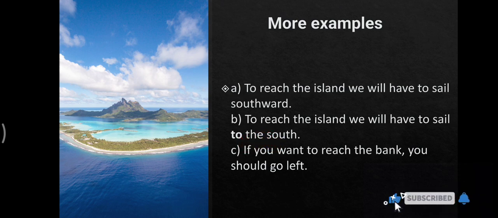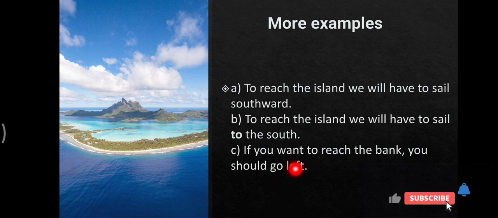And in C, we can see it has the same shortcut as the example of home, right? Here we see that left is an adverb of place and it gives the meaning of leftward, right? So if leftward is already there, if direction is already there, no need to use preposition to. If you want to reach the bank, you should go left. You don't have to say you should go to left, because left itself gives the meaning of leftward, like we say home and homeward. So no need to use preposition to, right?